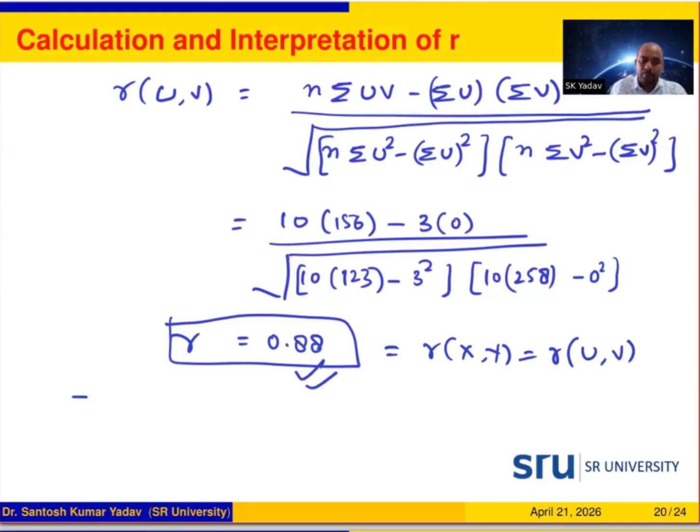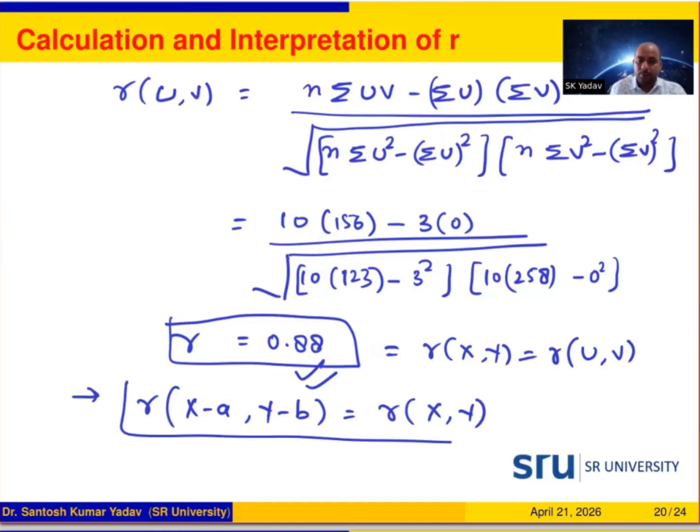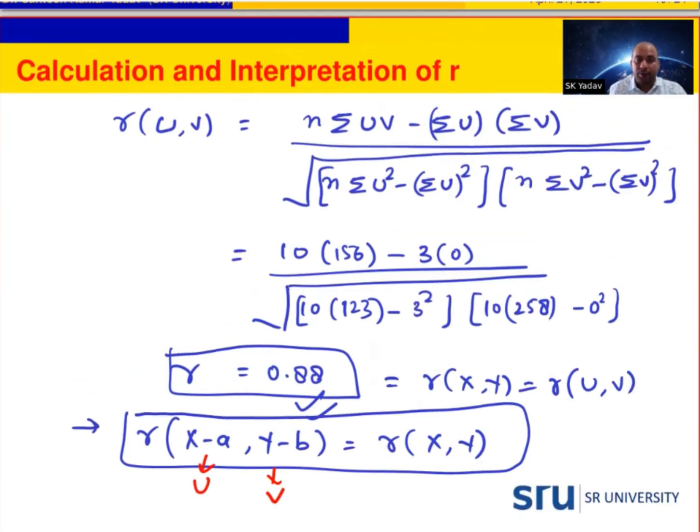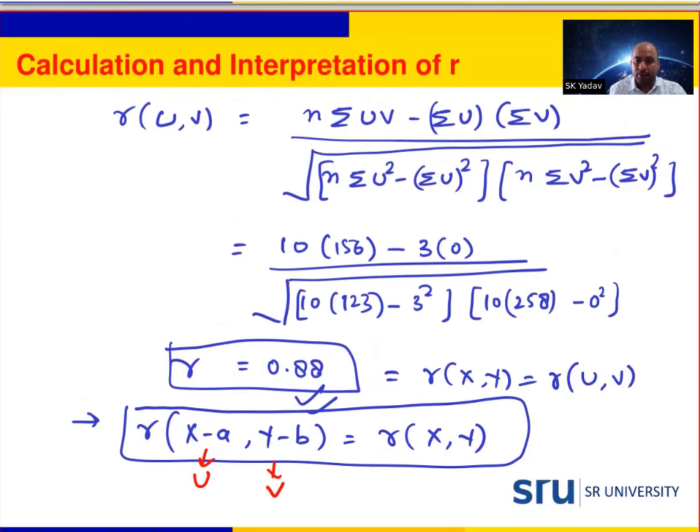You can write the property that R of X minus A comma Y minus B equals R of X comma Y. So this is the property I am using here, and this number is called U, this number is called V. I hope you understand this concept of correlation and coefficient of correlation calculation.